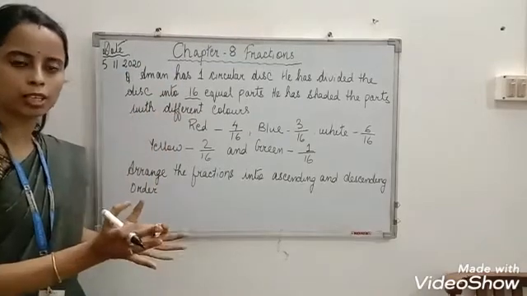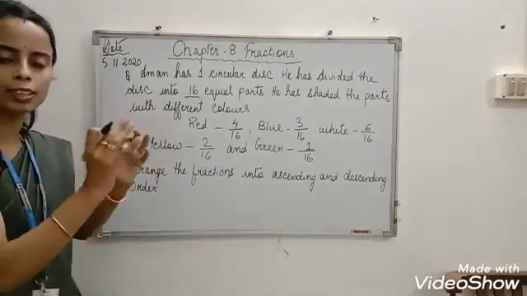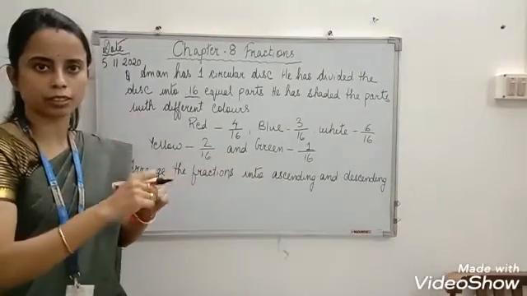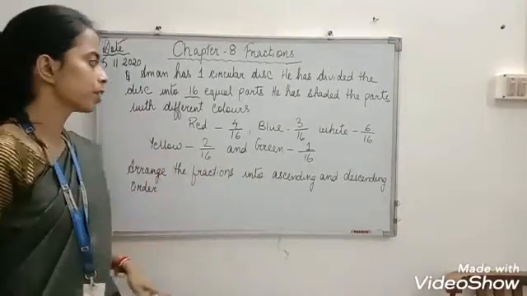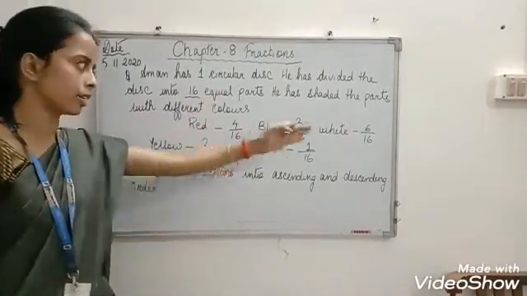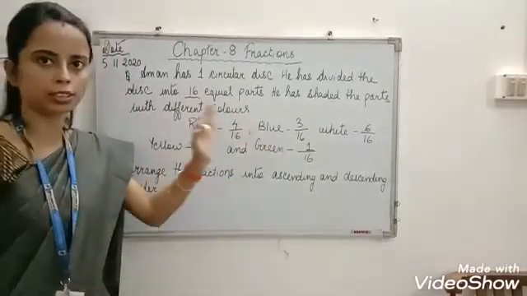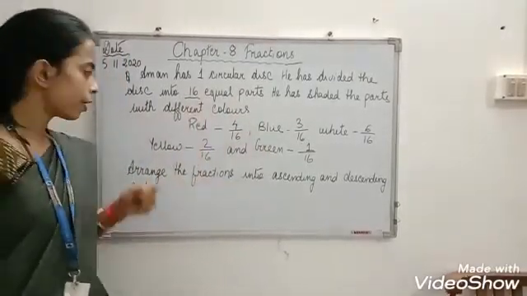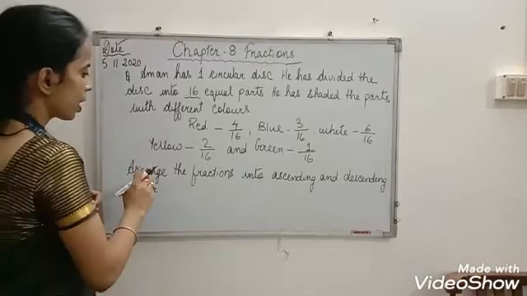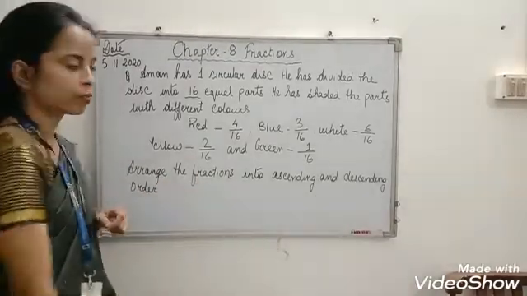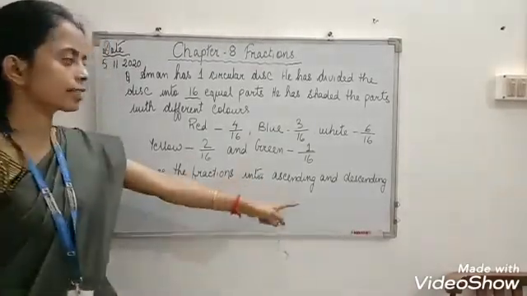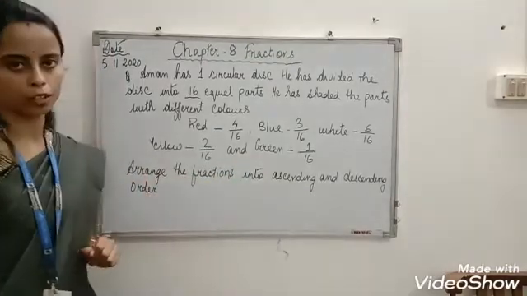Aman has one circular disc. He has divided the disc into 16 equal parts. After that, what did he do? He shaded the parts with different colors. The fractions of the different colors are given. Now, what you have to do is arrange the fractions into ascending and descending order.